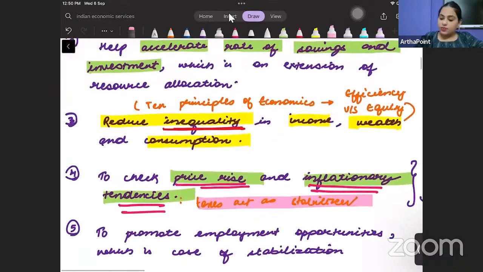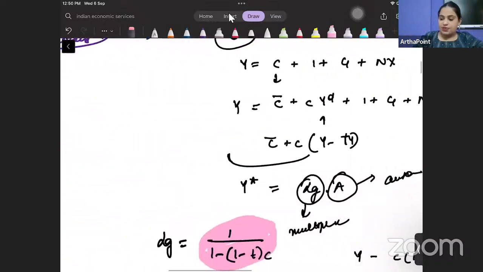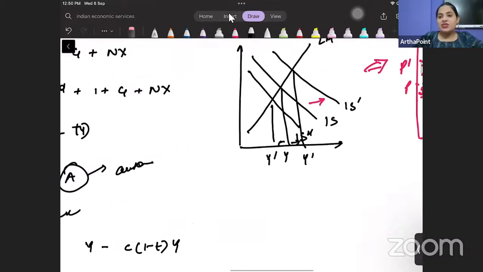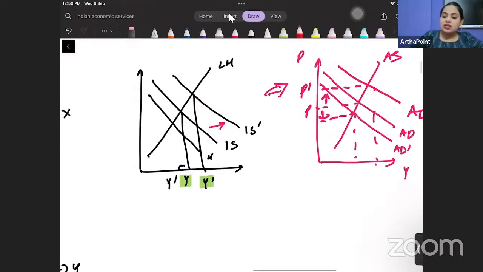Okay, now come forward. The next point is to promote employment opportunity, which is the case of stabilization. Again, when I change the value of T, look at the macro again: when I change the value of T, my IS and LM, the IS curve, shifts rightward or leftward. Now when my IS curve shifts to the right, my output level is increasing. When my output increases, that means I want to produce more. When you produce more, employment will increase in the economy, na?